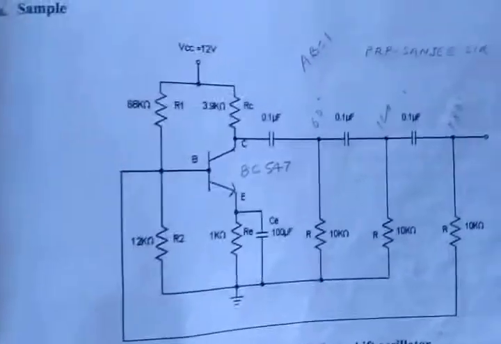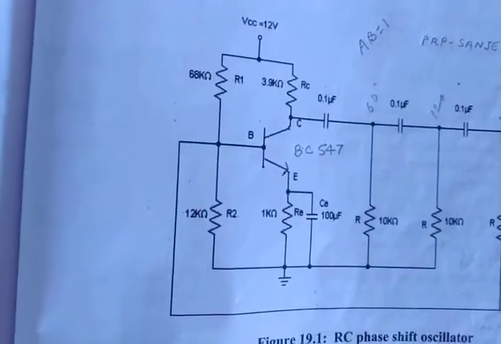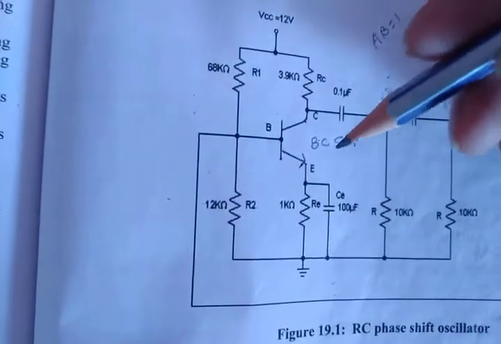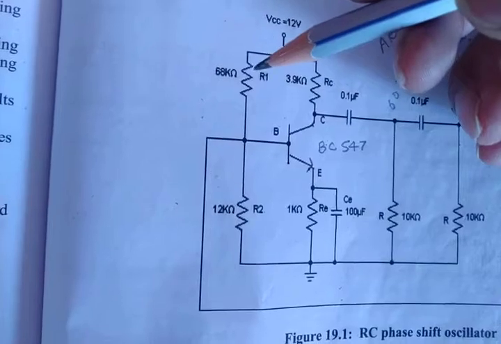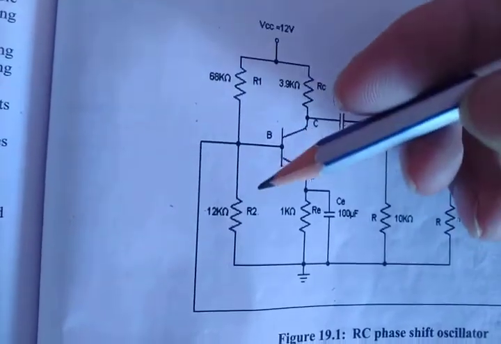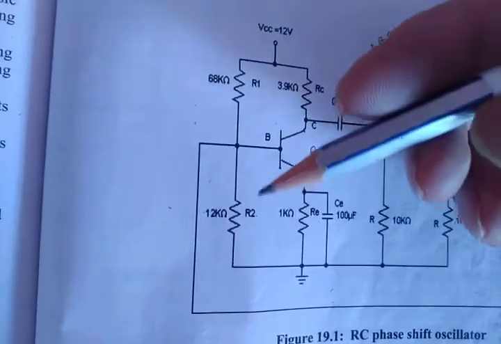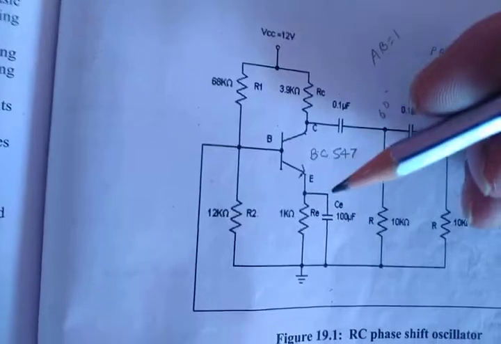Now we can see the components here. We are making use of BC547 as the main transistor for the amplification, and R1 is of 68 kilo ohm and R2 of 12 kilo ohm. These two are the biasing resistors, potential divider method, and RC is 3.9 kilo ohm.